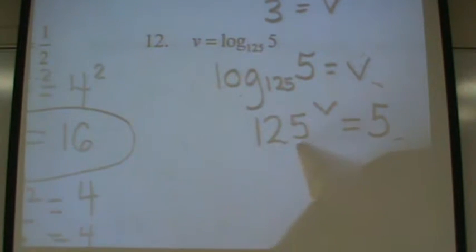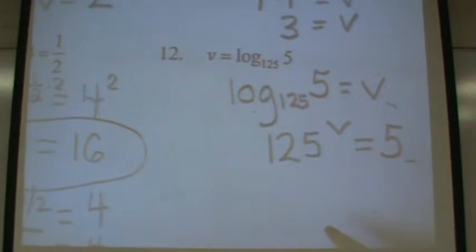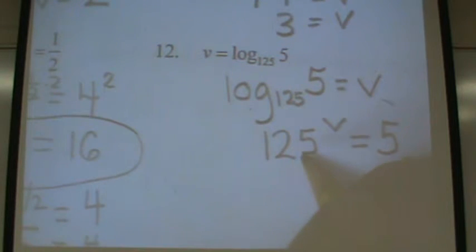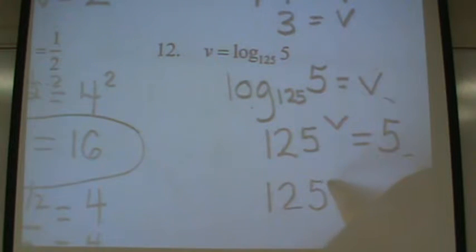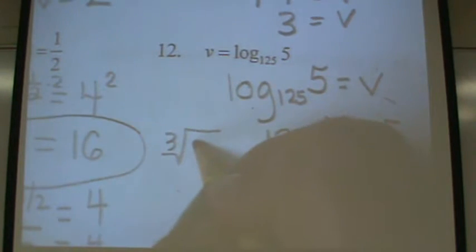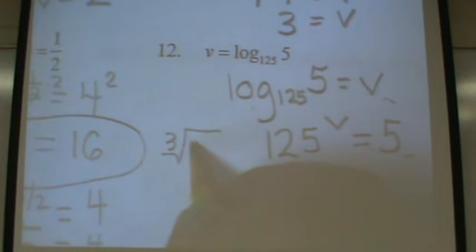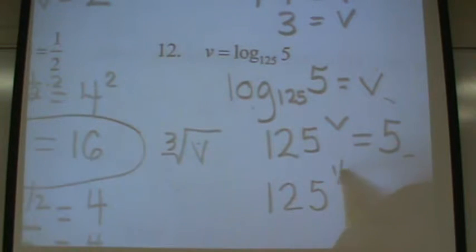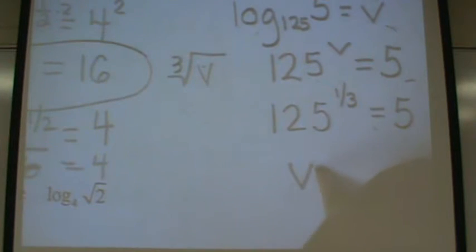How do I get this to be a 5? Squared. Not square, but you're close. Cube. If you take the cube root of this, the cube root of 125 is 5. So what is my power? It's not 3. How do you write cube root in exponential form? It'd be v to the 1/3 power. So what is v? v is 1/3.